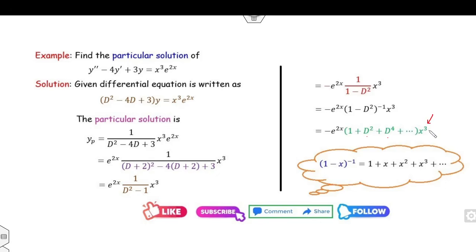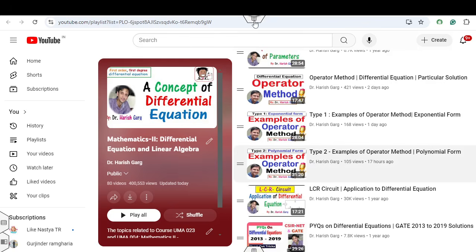My target is to write only up to the degree 3. So since x to the power 4 already appears, I can stop writing. Minus e raised to power 2x. Dear student, if you want to know how this calculation appears, you have to watch my previous lecture on the polynomial form. That will help you to understand how you can solve these problems.